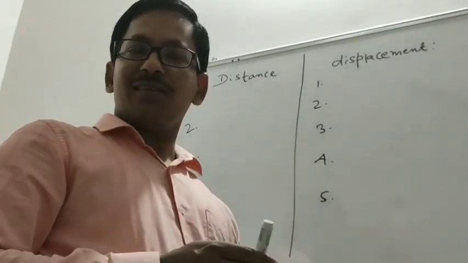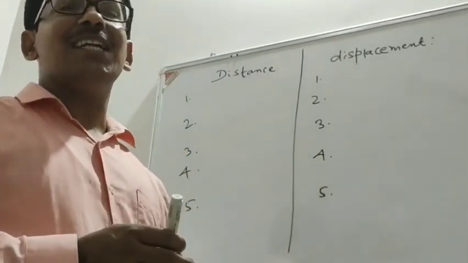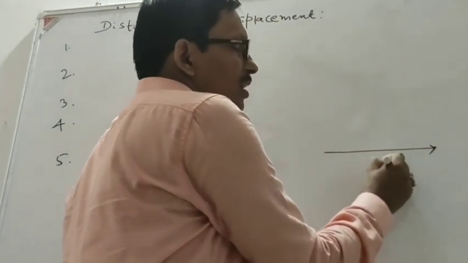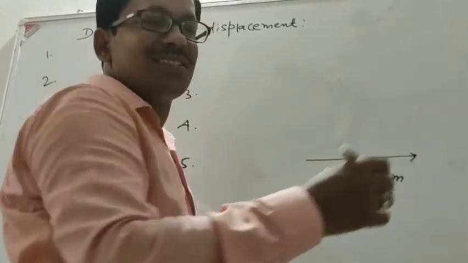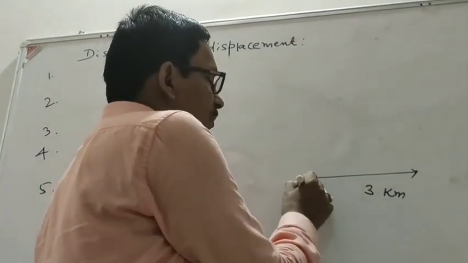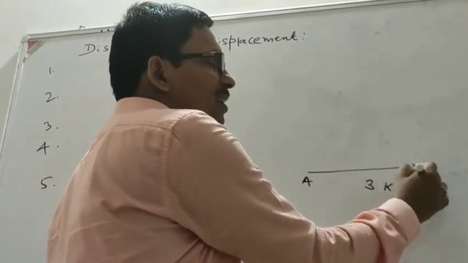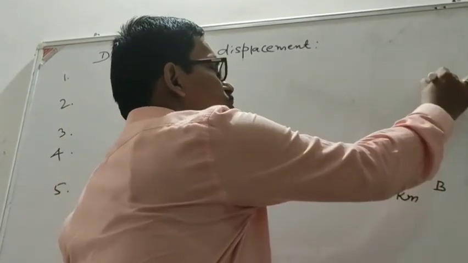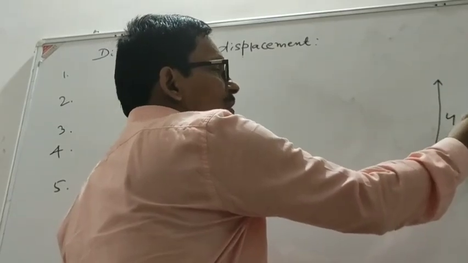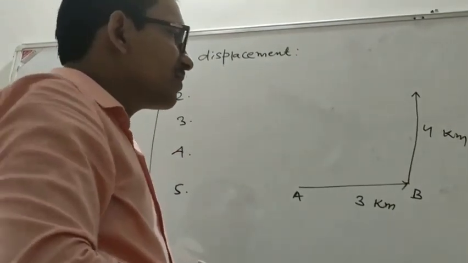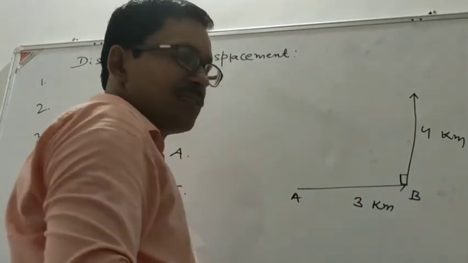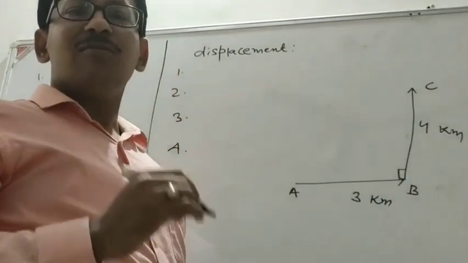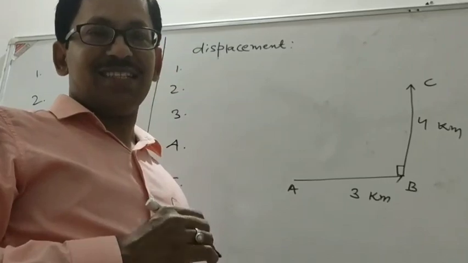The understanding will be better when you solve some numericals, quantitative aspect. Suppose I will give one example. A body moves 3 km towards east. Starting point is A, then it is going from A to B 3 km. Then from point B, that body moves 4 km towards north. Straight at right angle. This is right angle. Suppose this is B to C. What is the distance covered and displacement? That we want to find.